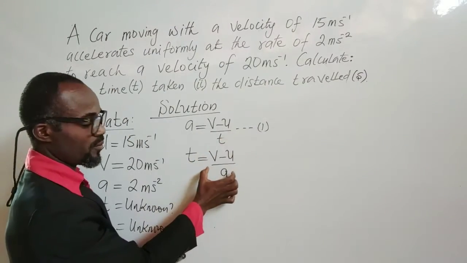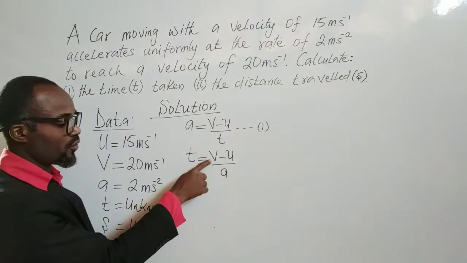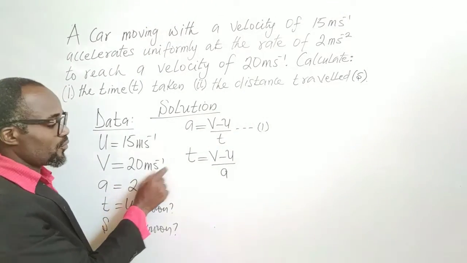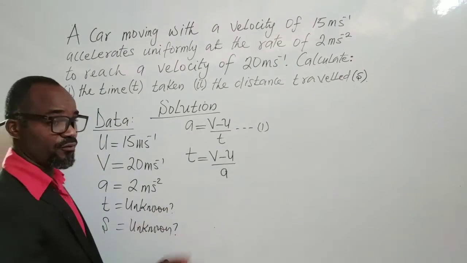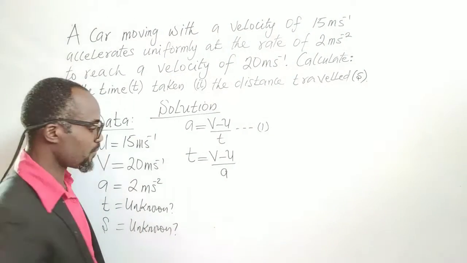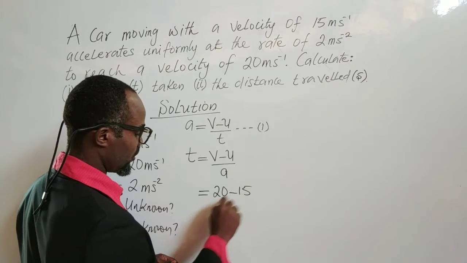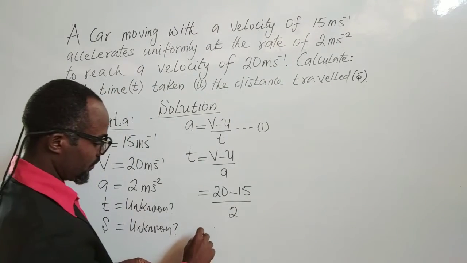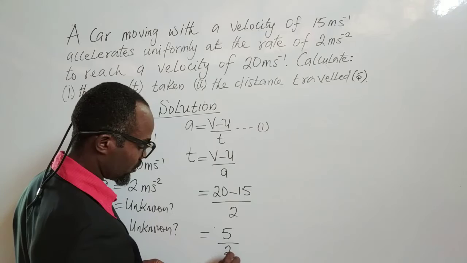From relation 1, we got this. The next thing we need to do quickly is to substitute. We substitute for final velocity, which is 20 meters per second, for initial velocity, which is 15 meters per second, and finally for the acceleration of the car, which is 2 meters per second squared. So we do that without wasting time: 20 minus 15 all over 2. 20 minus 15 will give 5 over 2.